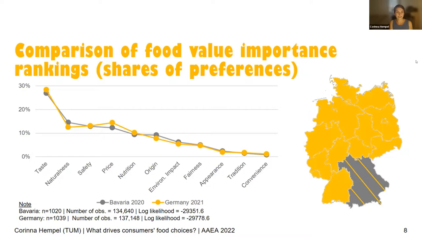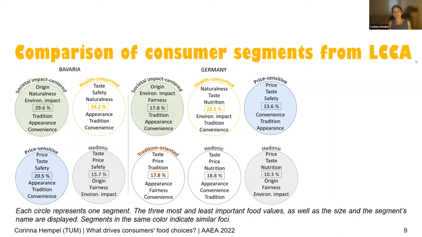So here we have the comparison of our consumer segments. We have 4 consumer segments for the Bavarian sample and 6 for the German sample. And you can see by the names and the colors that we had quite some similarities. We could identify very similar or almost the same segments in both samples, like the societal impact centered, health concerned, price sensitive, and hedonic. And very interesting, I just point out some key insights.